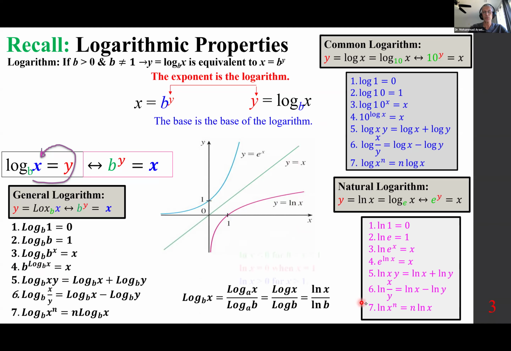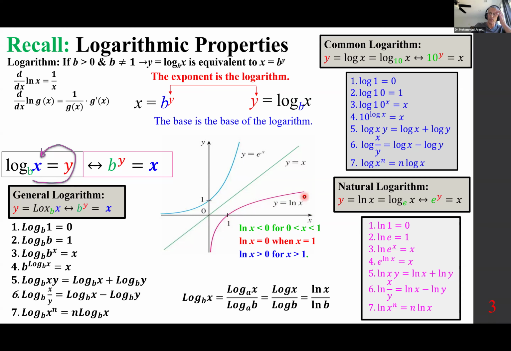Here's the change of base formula. And this 3 refers to the fact this is the x-intercept at (1, 0). And when it's in between here, between 0 and 1, it's a negative natural log. If it's beyond that, it's positive. Those are differentiation of logs with various bases.